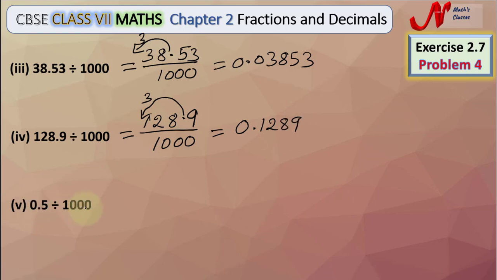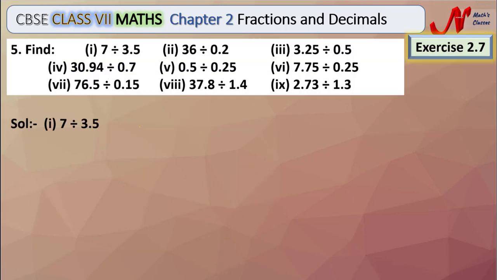0.1289. Next we find the value of 0.5 divided by 1000. It can be written as 0.5 divided by 1000. In denominator we have 3 zeros, so we shift the decimal point to the left side by 3 places. So it can be written as 0.0005. Now we solve the fifth problem of exercise 2.7. In this problem there are 9 bits given. First we solve the first bit.